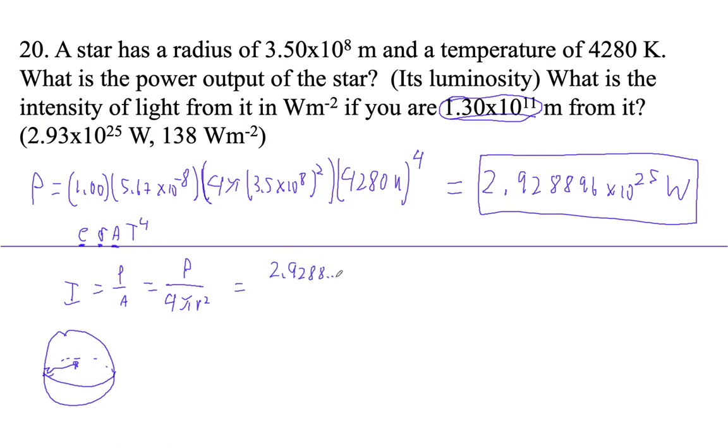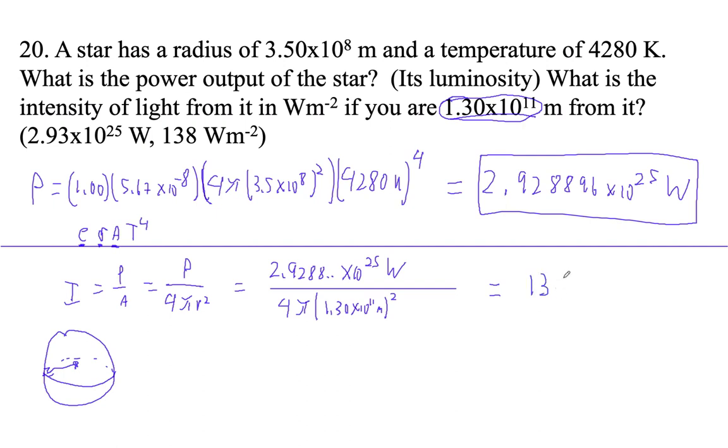Okay, so 2.9288, etc., times 10 to the 25th watts, and then that's divided by 4 pi times how far we were, 1.30 times 10 to the 11th meters, squared. And this will end up being watts per square meter. So I'm going to take the number on my calculator, divide by left parenthesis 4 times pi times 1.3 times 10 to the 11th squared, right parenthesis. Okay, this should work. It's not very bright.